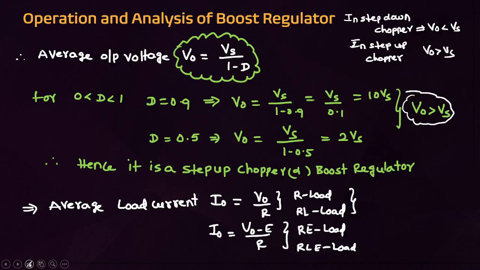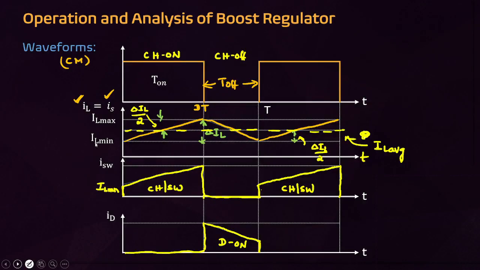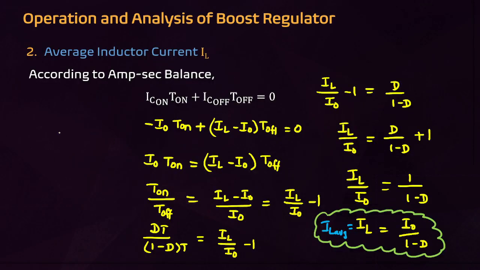Then this is the average load current. If it is an R load, RL load without any battery, then you have to use the formula I naught equal to V naught by R. If the load consists of a battery, students, you have to use I naught equal to V naught minus E by R. And these are the waveforms, no need to practice. This is the inductor current waveform. This is the diode current waveform. Actually, this diode current waveform is practically shaped just like a trapezoidal waveform, students. That you have to concentrate on.